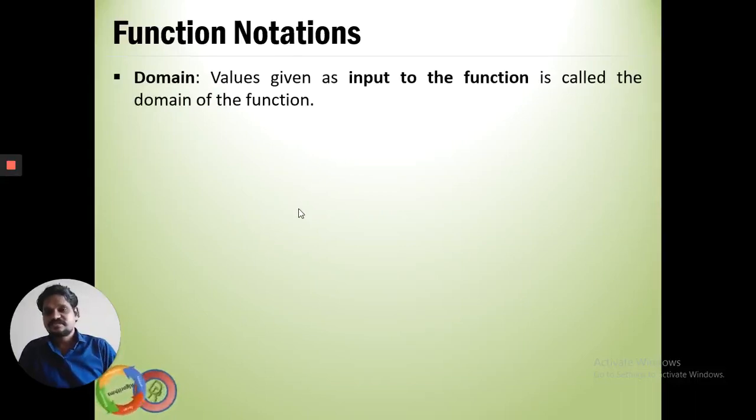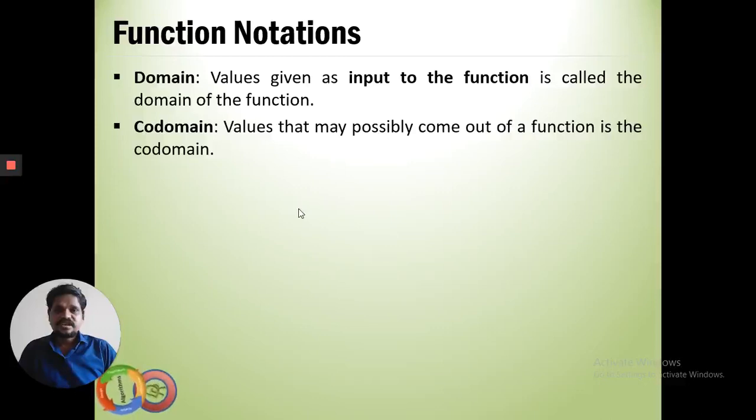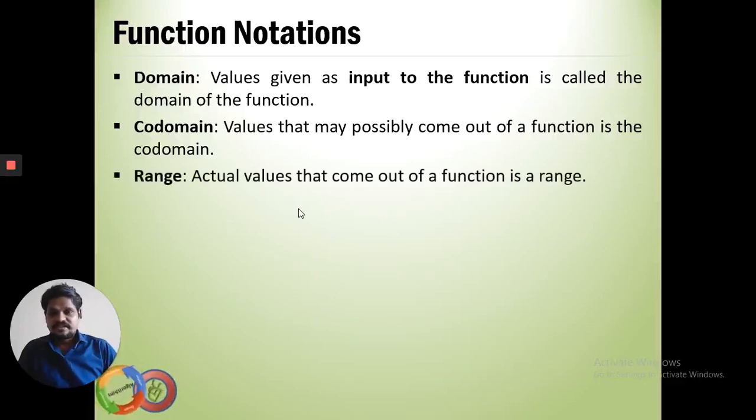Now the function notations. Domain: the value that gives an input to the function is called the domain of the function. Codomain: values that may possibly come out of the function are the codomain. Range: the actual values that come out of the function are the range. Meaning, when you have defined the function and you are checking all possible outputs, the entire collection of outputs, that set covering all possible outputs of the function is called the range.